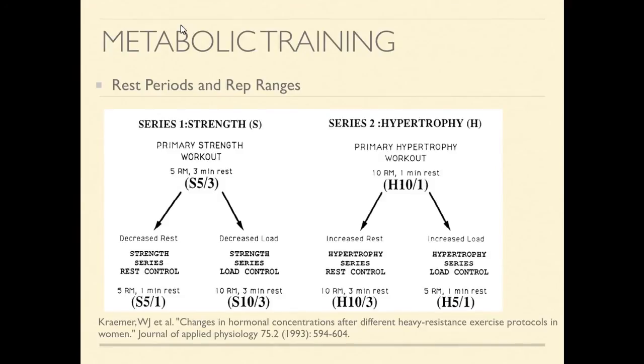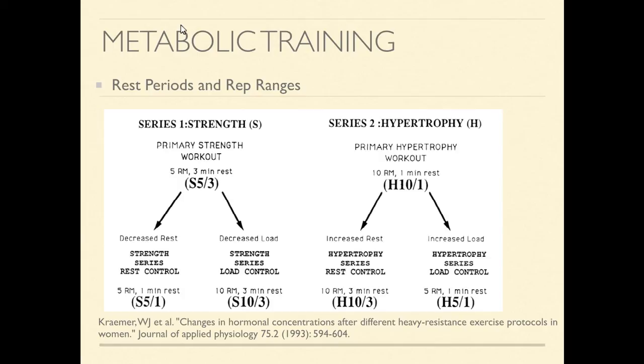So what about rest period lengths? We know that sets of 10 might be better than sets of 1. So Kramer did a classic study here. To your right, he had a primary strength workout, where you basically have sets of 5 repetitions with 1 minute rest, versus sets of 10 repetitions with 3 minutes rest.